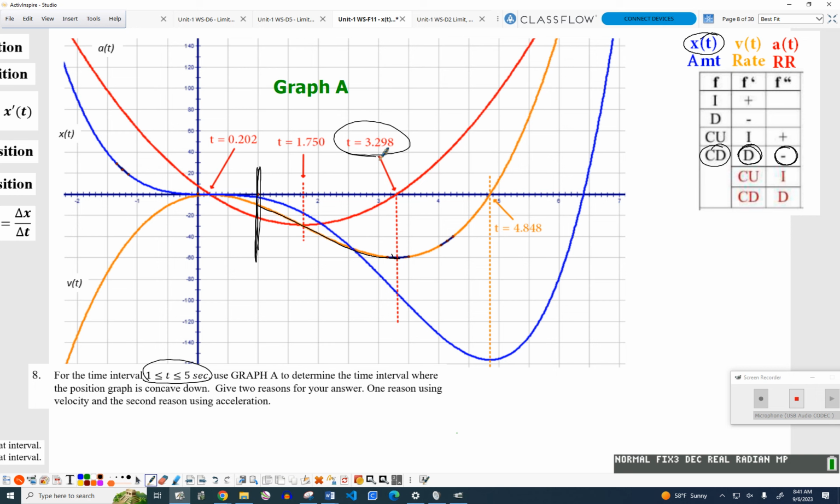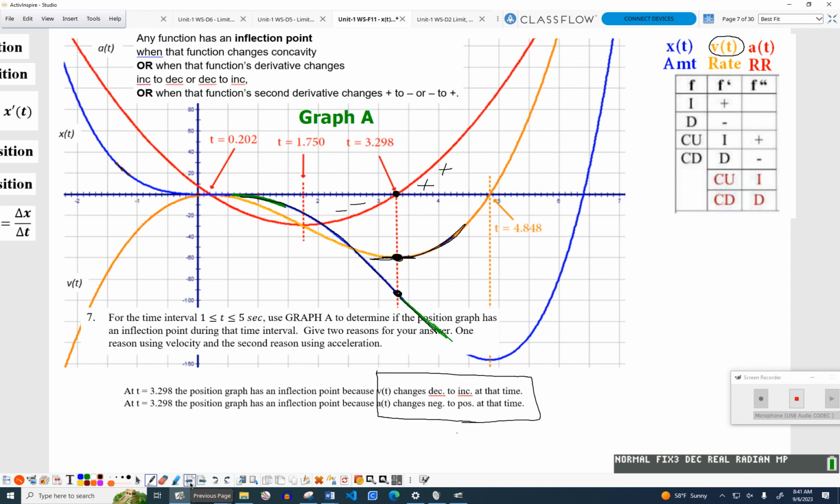Just for the last question, for the second reason, is it a of t or x of t? A of t. Back to the chart, we were trying to figure out when the position graph makes this kind of a change. We're going to do it by paying attention to when the velocity makes this kind of a change, or the acceleration makes this kind of a change. Gotcha.